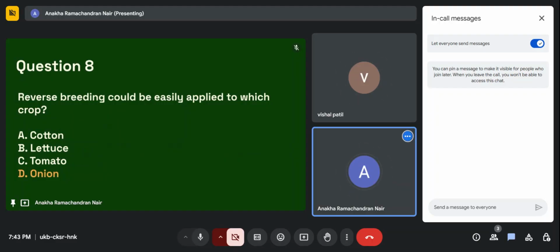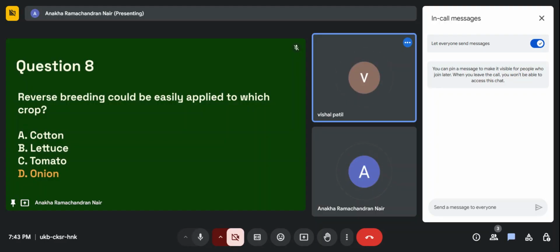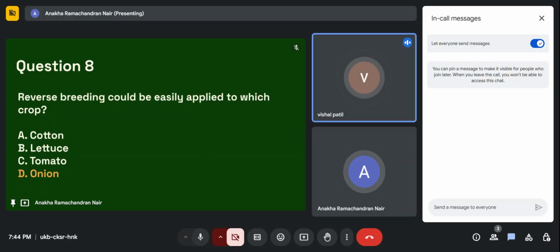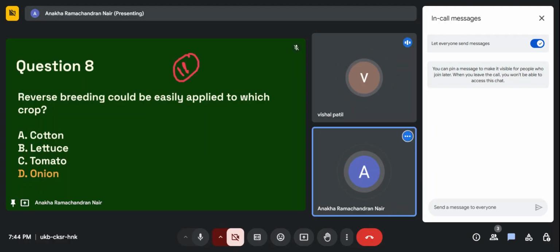So onions can easily form double haploids, correct. So the onion, there was one portion, if you remember, from sir saying that certain plants like cotton, lettuce, and tomato, and soya bean also, right? So cotton, soya bean, lettuce, and tomato are difficult to form doubled haploids. So once you get the gametes, you're supposed to double the chromosomes, right?